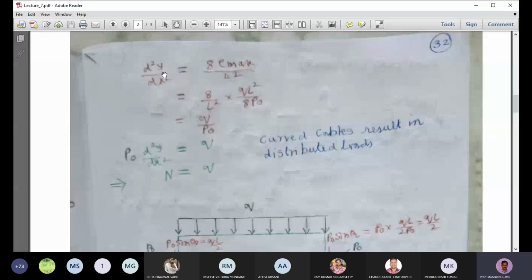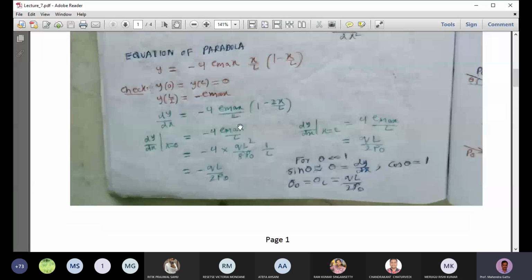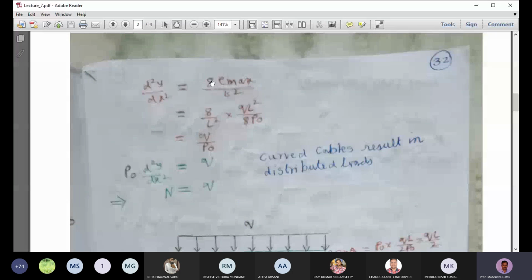So we have here d square y by dx square, and to differentiate it, we have 4 Emax by L into 1 minus 2x by L. If we differentiate it, what will happen? This term will become minus 2 by L. So minus 2 by L into minus 4 by L will be 8 by L square. So d square y by dx square is 8 by L square into Emax. And Emax we have found is QL square by 8 P naught. So 8 and 8 will cancel out, L square will cancel out, and we are left with Q by P naught.